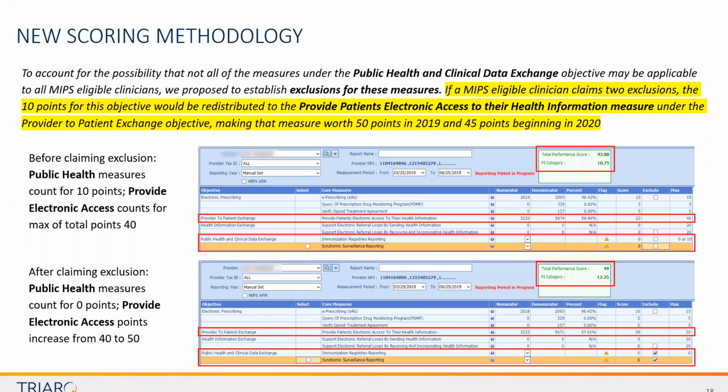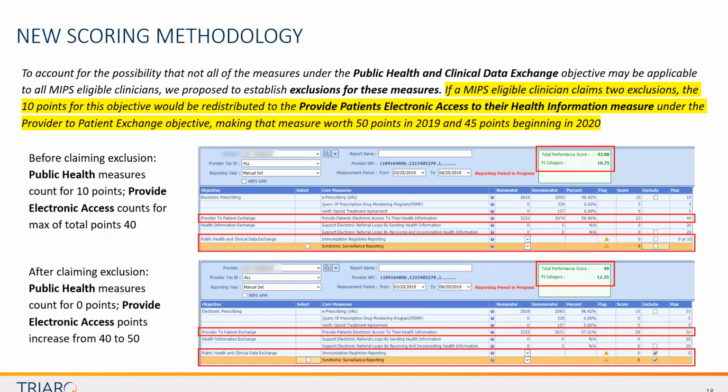So in 2019, I have an example here. I have the before and the after. The first screenshot is saying, I am reporting on my public health and clinical data exchange. I'm going to get that 10 points for that. And so my patient portal measure is still worth 40 points. So before I claim the exclusion, the public health measures are still counting for 10 points, and my provide electronic access is still counting for the maximum 40 points.